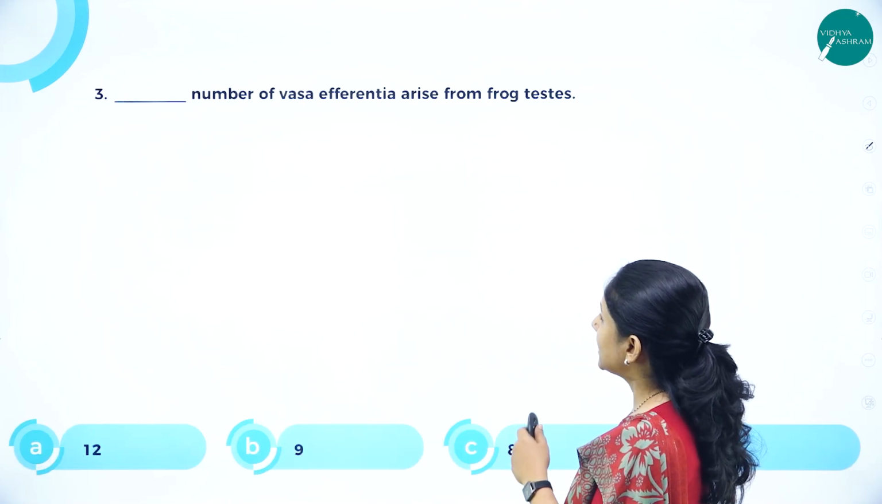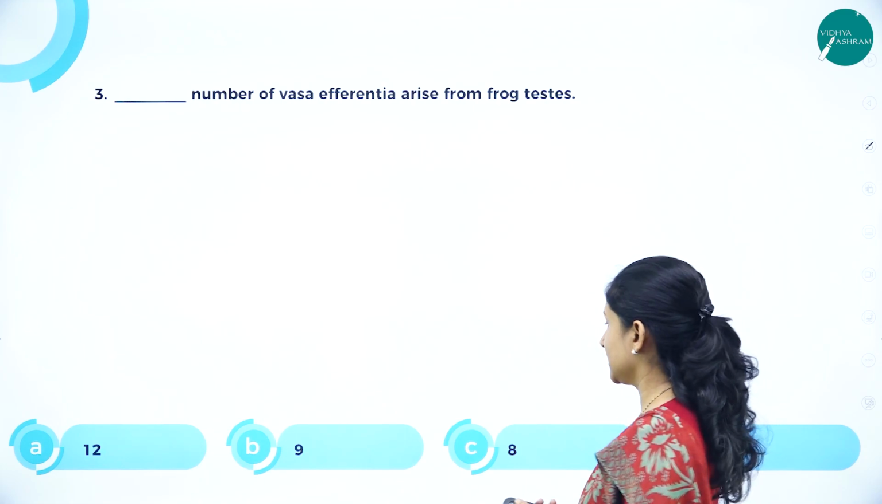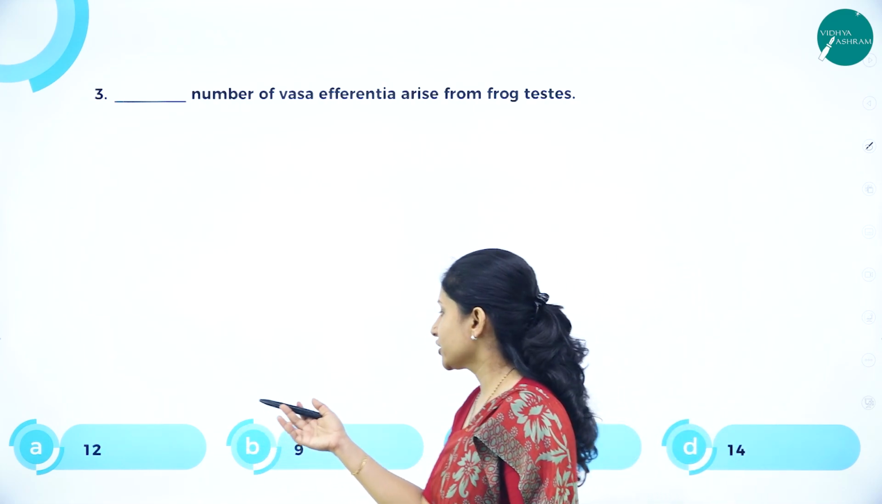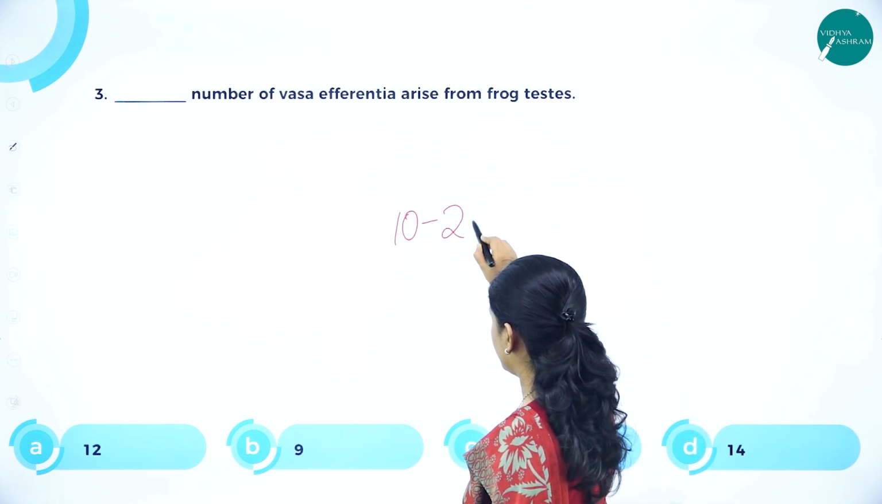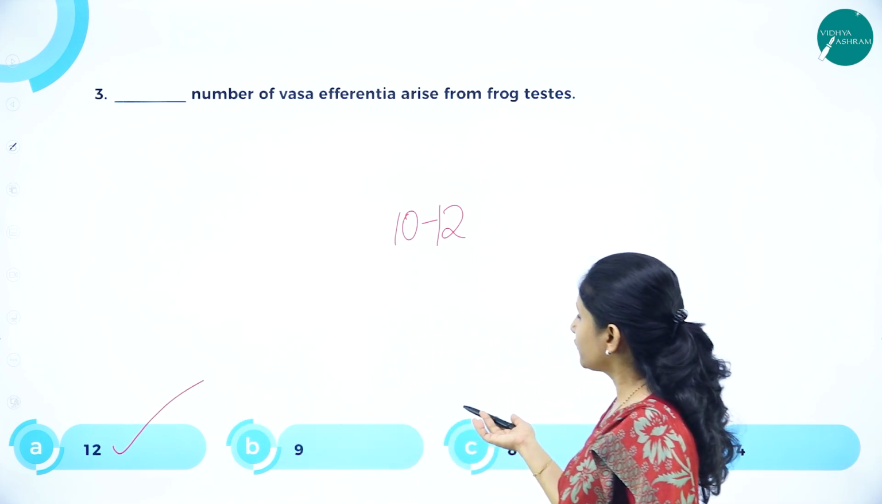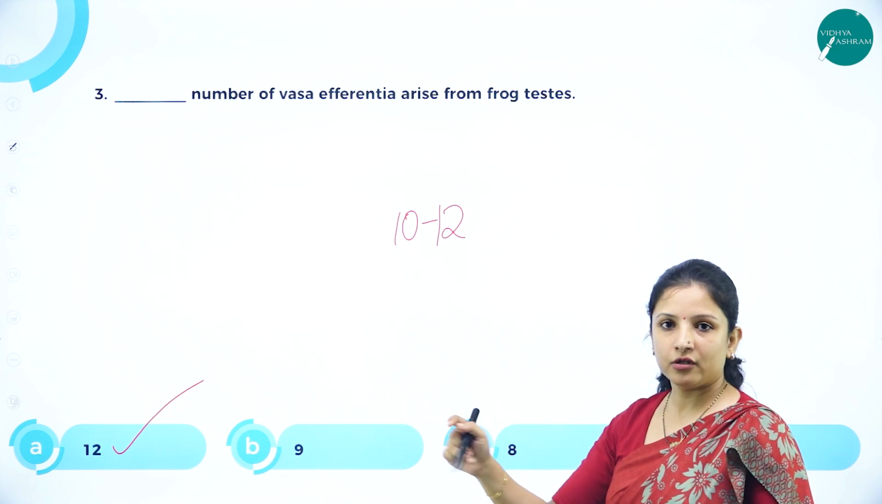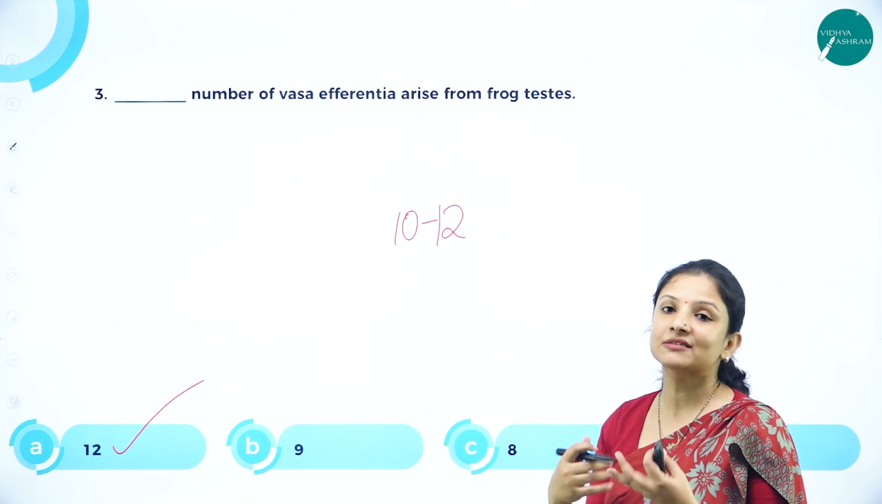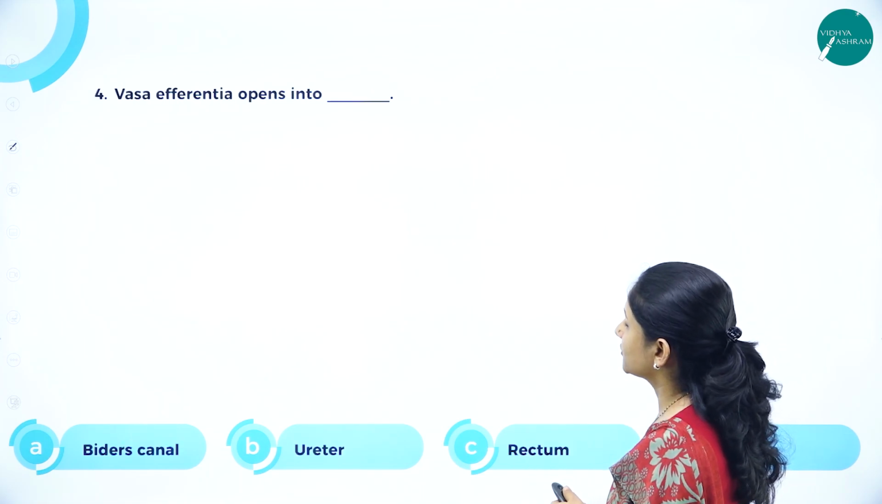Next question. Dash number of vasa efferentia arise from frog testis. I've given here 12, 9, 8, 14. Actually, 10 to 12 is the right number. So, therefore, here 12 can be chosen. Sometimes they won't give 12, they can give 11, and you can choose the answer 11. Why? Because it is 10 to 12, it can be 11 also. So, that is why. Next question.